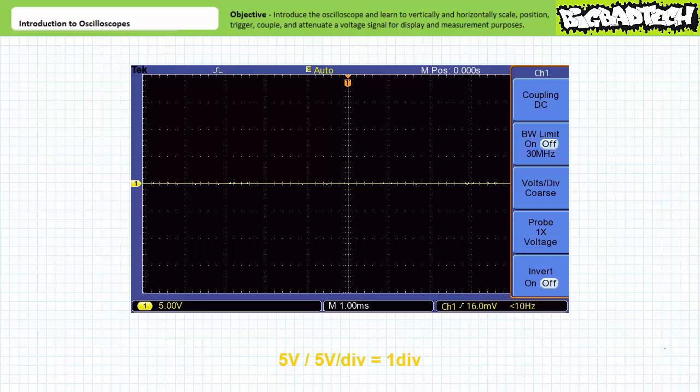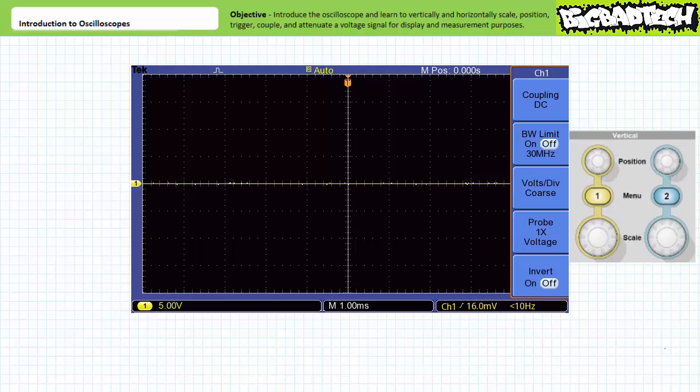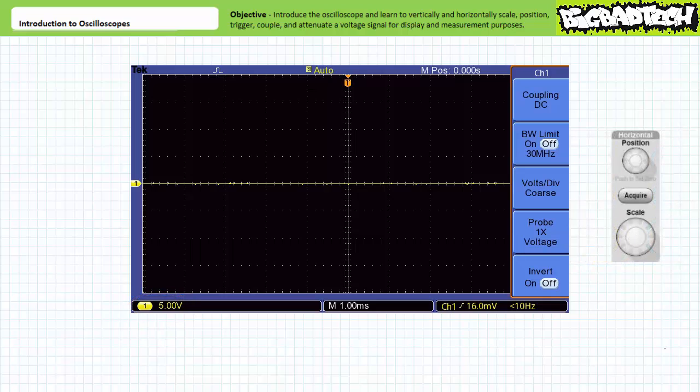Given our test waveform conveniently has a magnitude of 5 volts, we should expect each pulse to be 1 full division high. Since we're using only channel 1, we only need to concern ourselves with channel 1's vertical sensitivity. Spin the channel 1 vertical scaling knob until you see the vertical sensitivity on the screen at 5 volts per division. Let's now scale the horizontal axis.